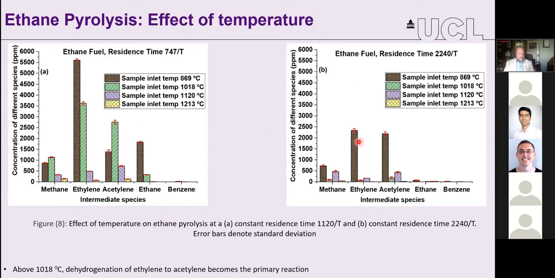This figure 8b shows the effect of temperature on ethane pyrolysis at the longest tested residence time. It can be seen that at the lowest temperature, ethane is mostly converted into methane, ethylene, and acetylene, while at higher temperature, the absence of all these species suggests that they have converted into species higher than benzene.